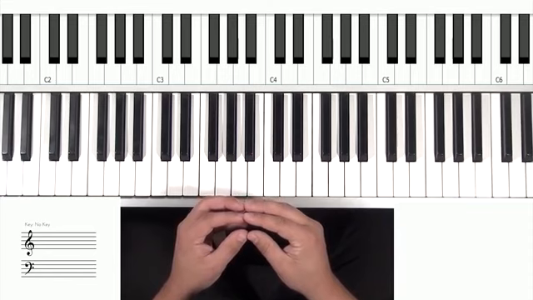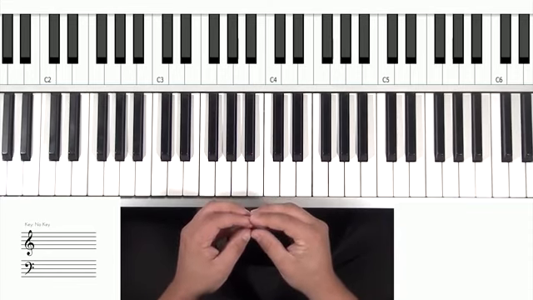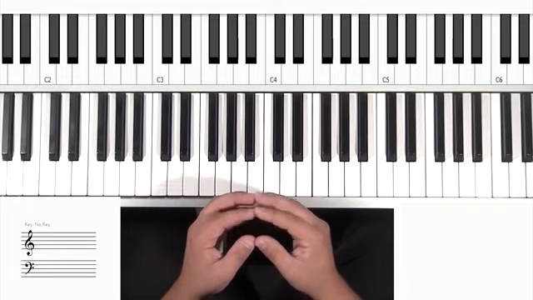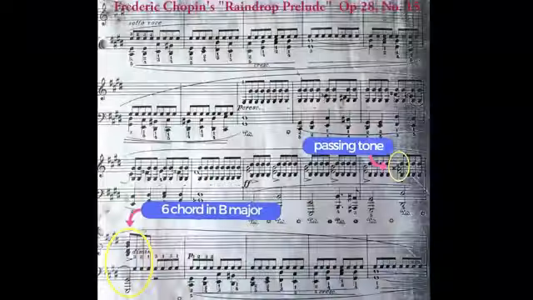So to start things off, I'm actually going to play a classical piece from Frédéric Chopin titled Raindrop Prelude, Opus 28, number 15. I'll play through it for you. I'll put it up on the screen right now so you can kind of follow along with me. I'm going to start at the very top, and here we go. So that's the top line.